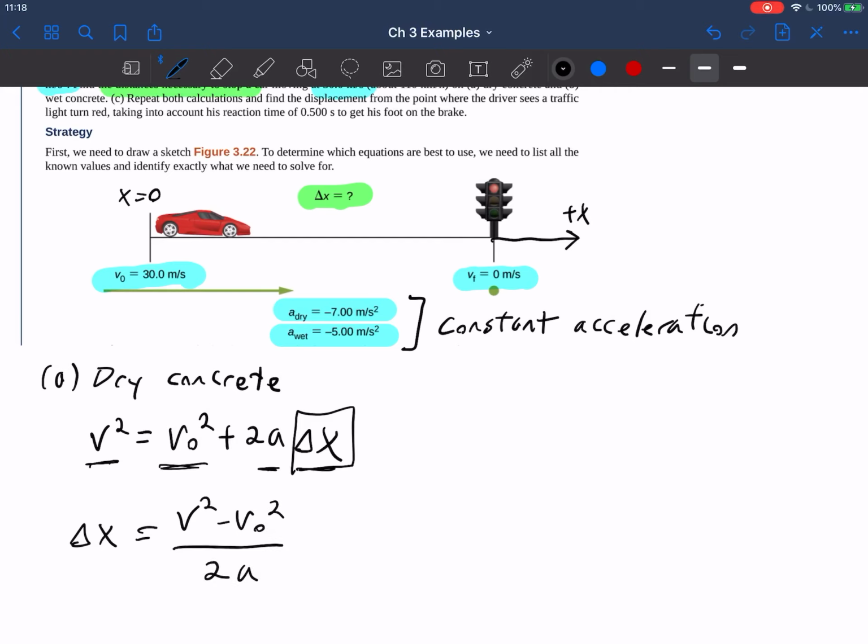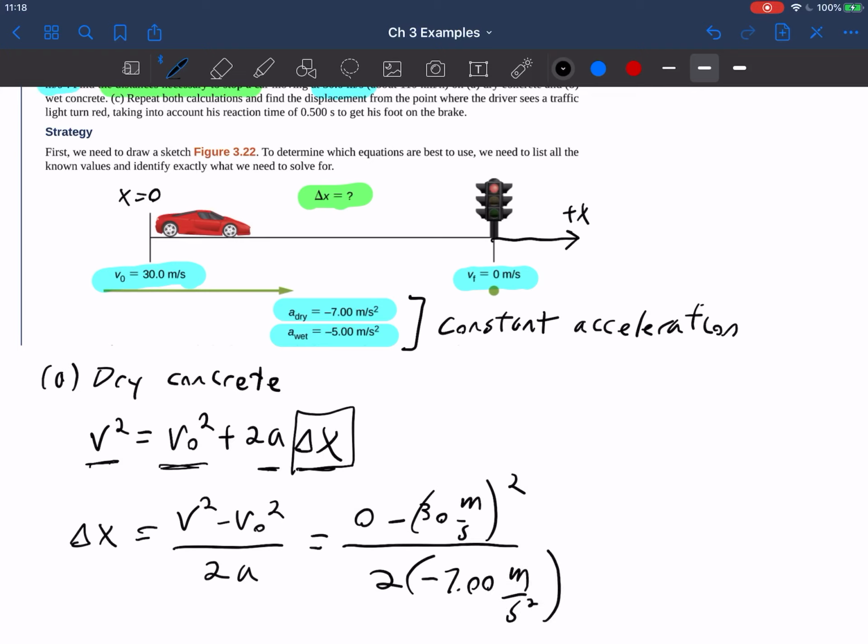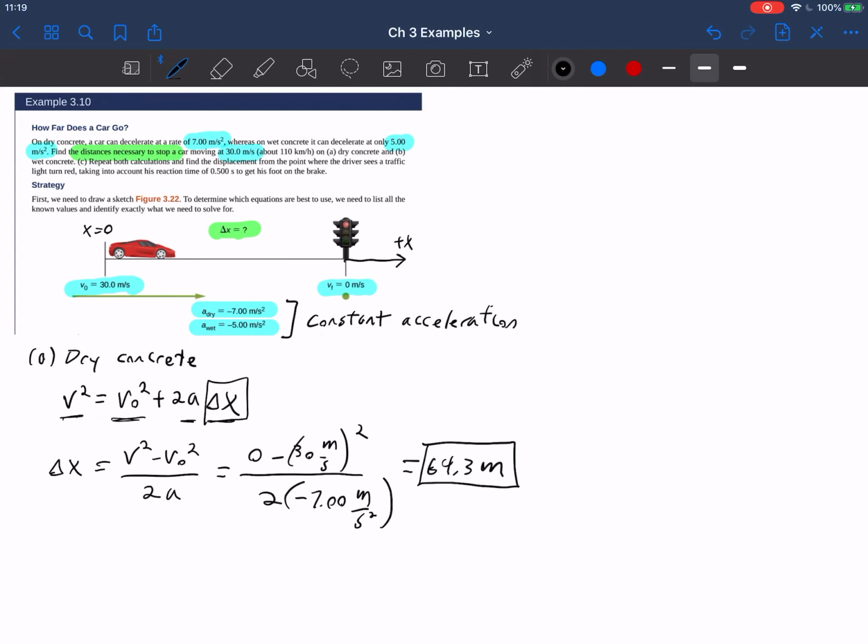I can then plug in, because I've written down all my knowns nicely with this picture. So I have my final velocity, 0, minus my initial velocity, which is 30 meters per second, quantity squared, divided by 2 times my acceleration on dry concrete, which is -7.00 meters per second squared. Okay, and I plug in and I find that the displacement is 64.3 meters. And that's my answer to part A. Okay, so that wasn't so bad.